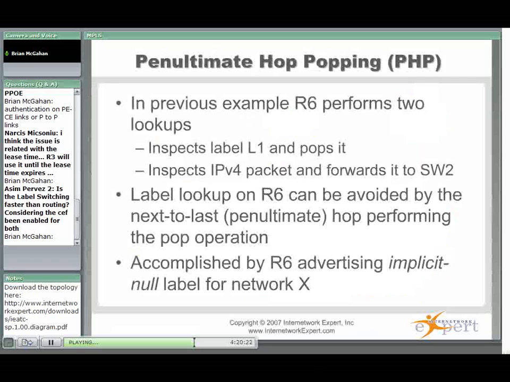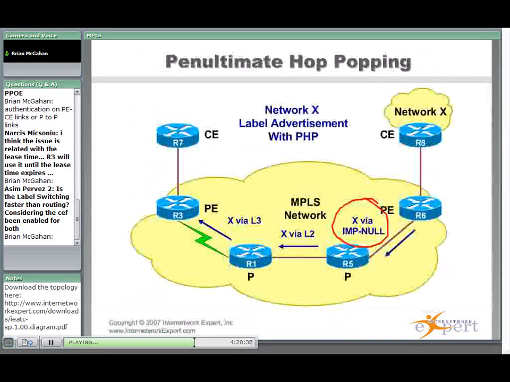out untagged. Now we can optimize this by having router 6 tell router 5 that it is the last hop in the MPLS network for this particular destination. And the way it does this is by advertising a label saying that I am the implicit null destination for that particular forwarding equivalency class.